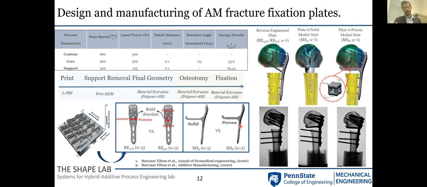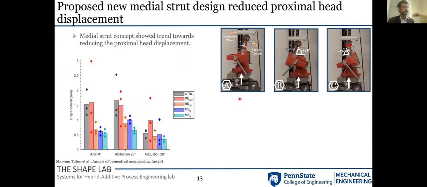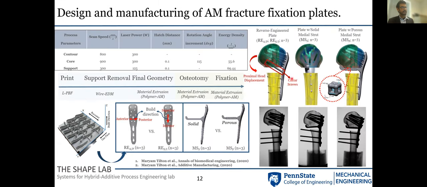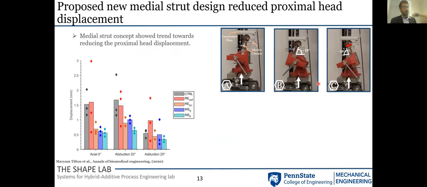So we compared our design with a reverse engineered plate, which is what's in the industry, and we incorporated some solid as well as some porous features into it for bone ingrowth. And we showed that by eliminating the calcar screw, which is what is typically used in the industry, and the calcar screw has a 38% failure rate, particularly in younger patients, which is very, very important, and by accommodating the patient-specific geometry, we could achieve quite a significant improvement in terms of biomechanical performance.